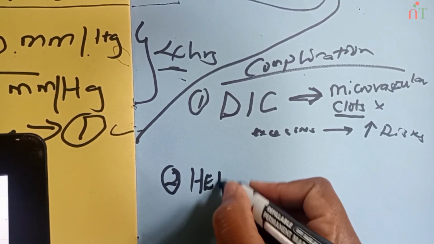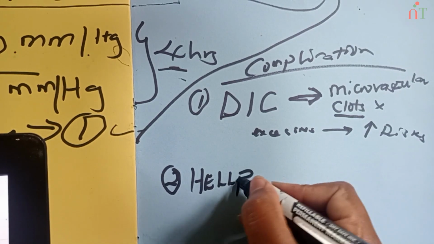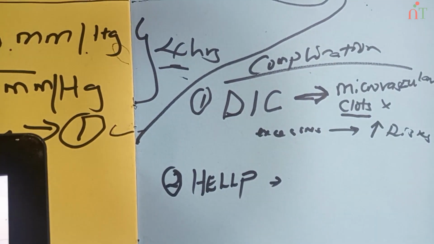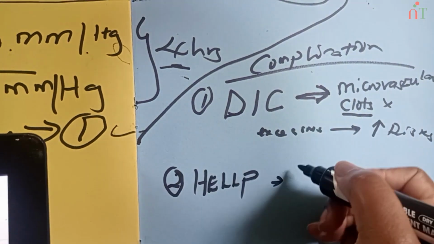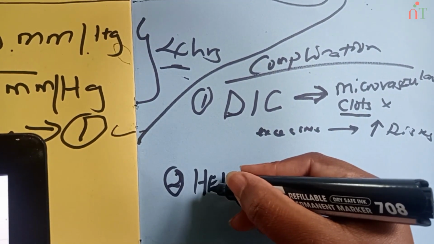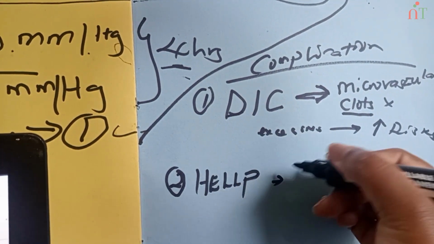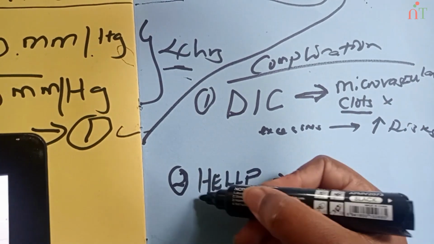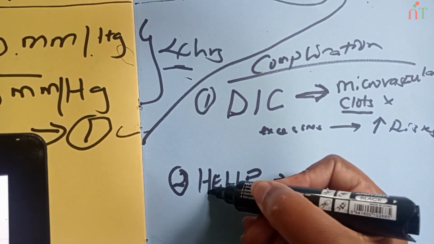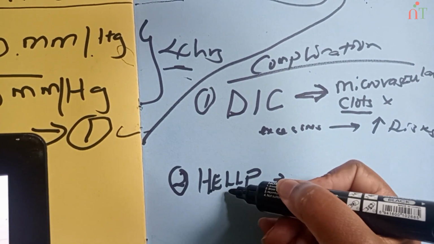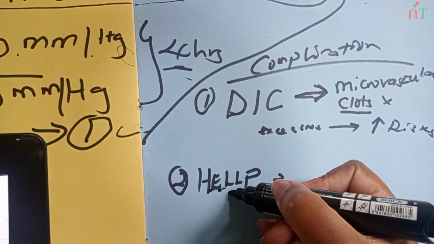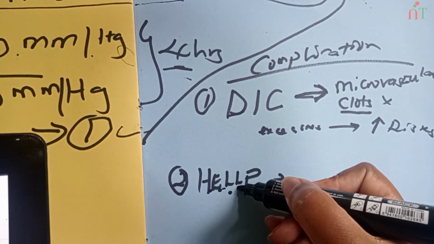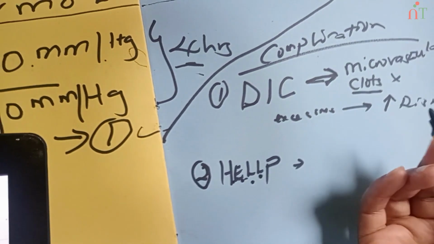So the second complication is HELLP. Tell me there in the comment section, what does HELLP syndrome stand for? This one stands for hemolysis, elevated liver enzymes, and low platelets.